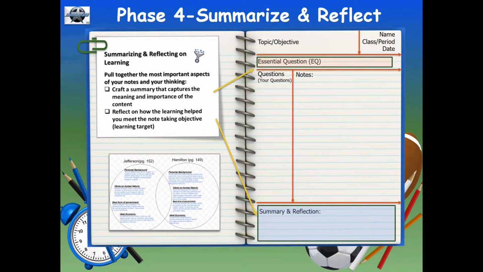Phase 4, summarize and reflect. Summarizing and reflecting on learning. Pull together the most important aspects of your notes and your thinking. Craft a summary that captures the meaning and importance of the content. Reflect on how the learning helped you meet the note-taking objective, the learning target.